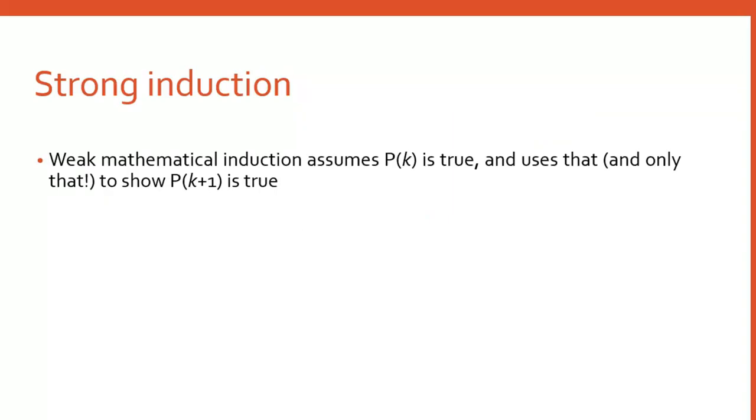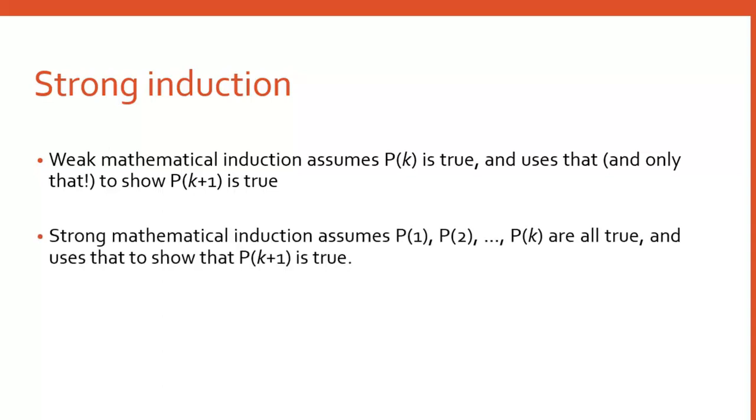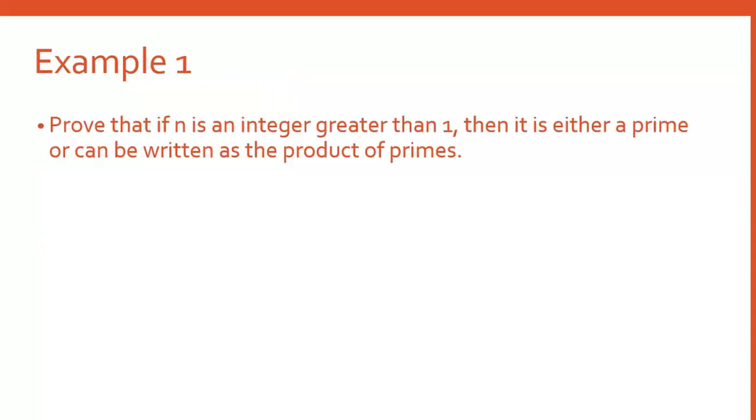In the case of weak mathematical induction, we assume that only P of k is true and we use that result to show that P of k plus 1 is also true. But in the case of strong mathematical induction, we assume that our statement is true for every value of j, where j is varying from 1 to k, and then we use that result to show that P of k plus 1 is also true. We will do one example.